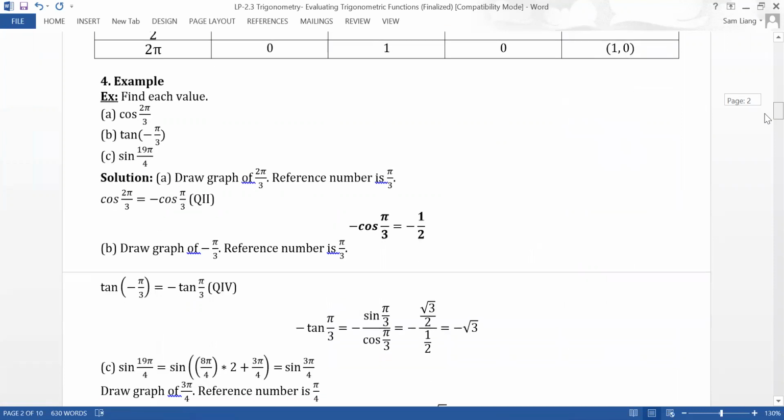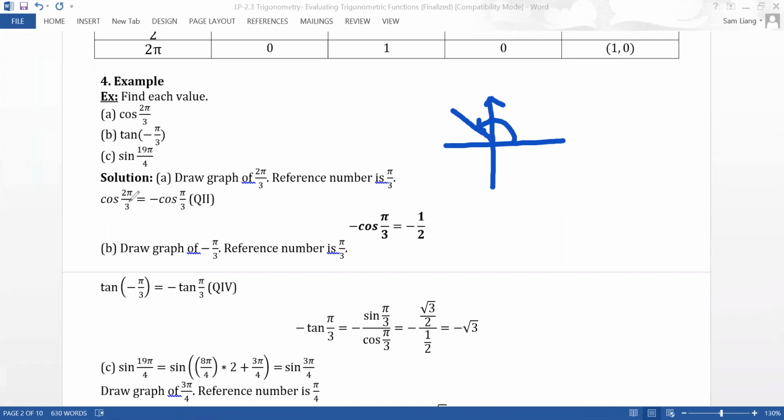All right, so cosine of 2 pi over 3, tan of -pi over 3, sine of 19 pi over 4. Okay, so this is really similar to the question we saw in the previous lesson. But just as a recap, cosine of 2 pi over 3. So 2 pi over 3 is 60 times 2, right? So it's going to be 120. 2 pi over 3, that's right here. So the reference angle is 60 degrees, right? It's pi over 3. The reference number is pi over 3 here.